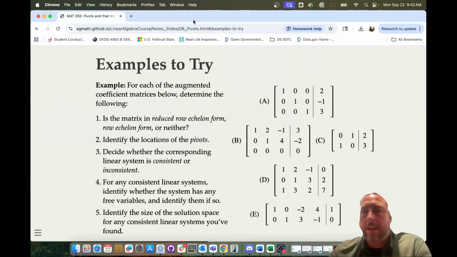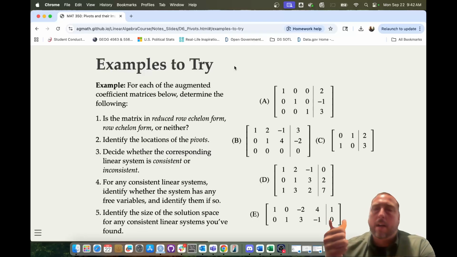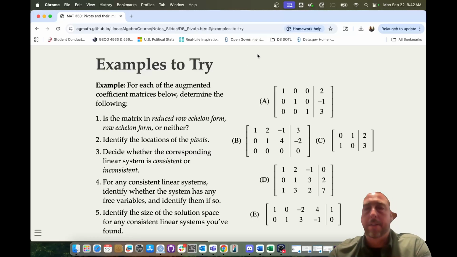All right. Thank you for taking the time to walk through those examples with me. I hope that's helpful as we think about the row reduction process, row echelon form, reduced row echelon form, pivots, and how they impact our solutions, and then also reading solutions off of an augmented matrix that's in reduced row echelon form.